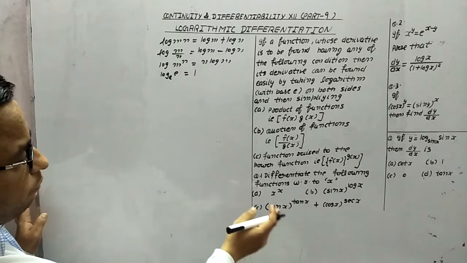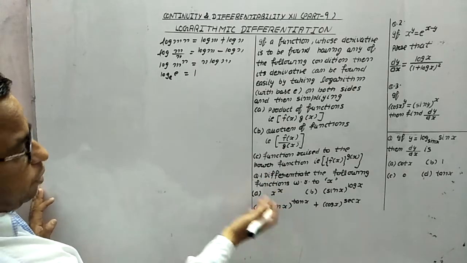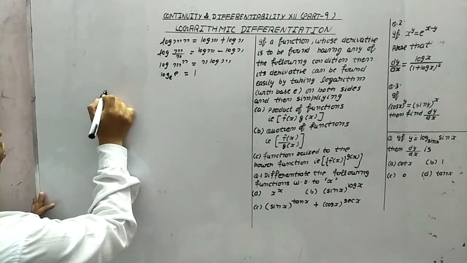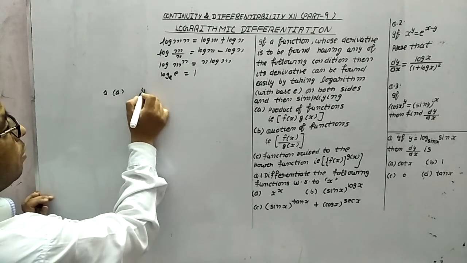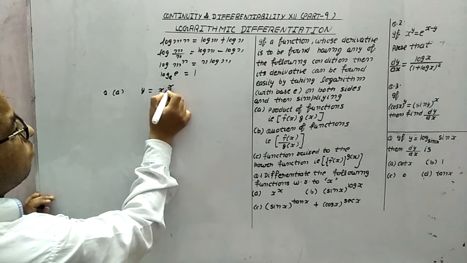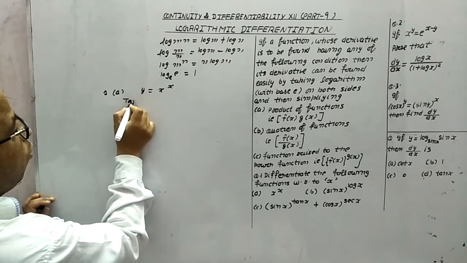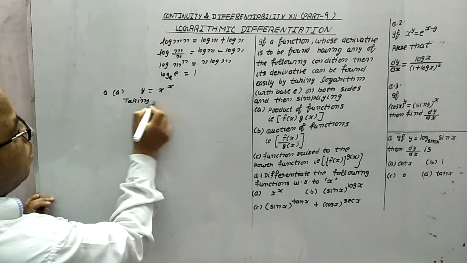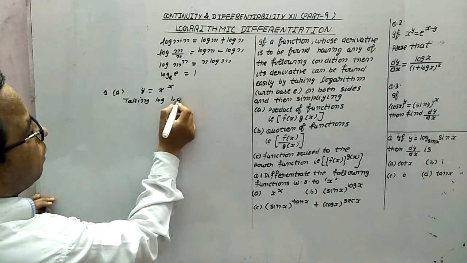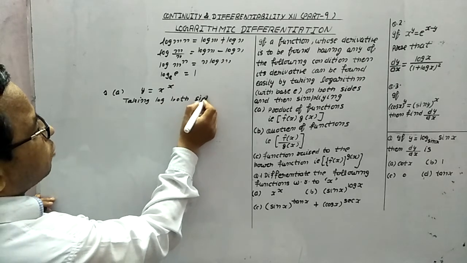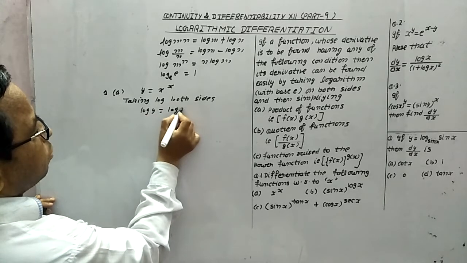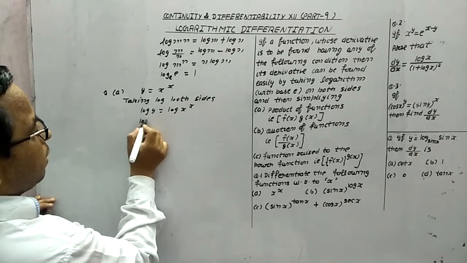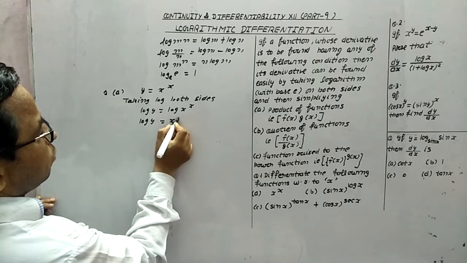We have to find the differentiation of x raised to power x. So first question, A part. Now look at this thing: x raised to power x, variable raised to power variable. So first of all you will say let y is equal to x raised to power x, taking log of both sides. When you take log on both sides, what does this become? Log y is equal to log x raised to power x, log m raised to power n is n log m. It means x log x.